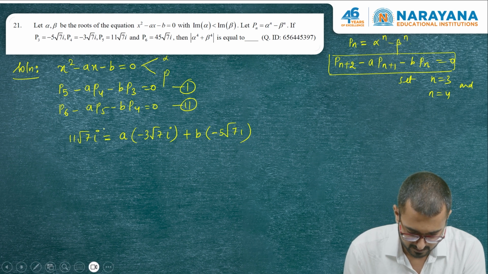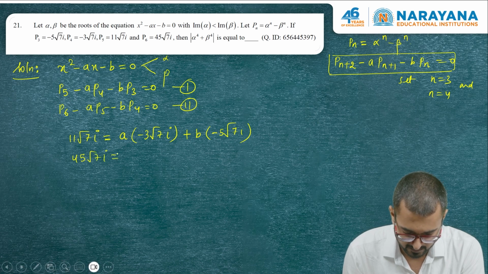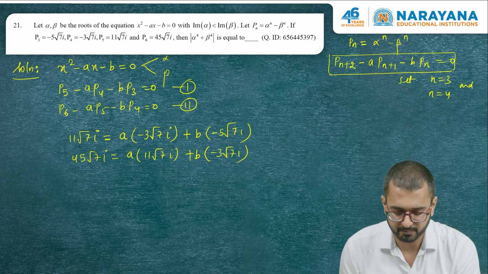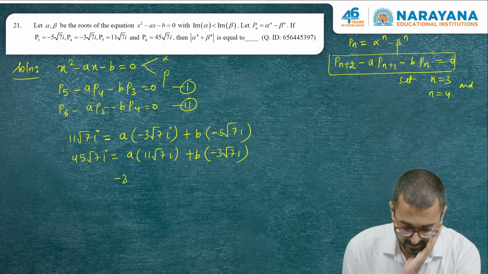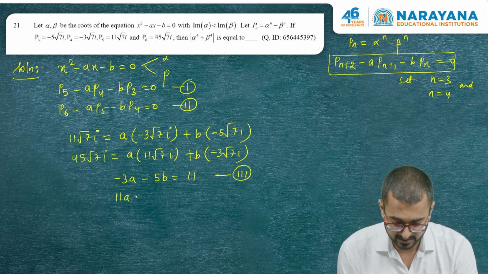P6. So P6 is 45 root 7i, which will be equal to a times what is P5? P5 is 11 root 7i, plus b times P4. P4 is minus 3 root 7i. So yes, we can see root 7i everywhere, so we can just cancel it, and I'll be left with only minus 3a minus 5b is equal to 11. So this is my equation 3, and from here root 7i again gets cancelled, so I'm left with only 11a minus 3b is equal to 45. So this is 4.